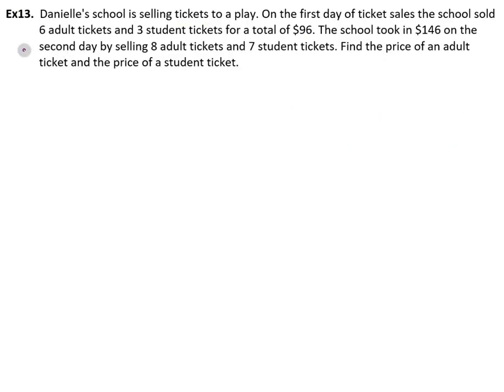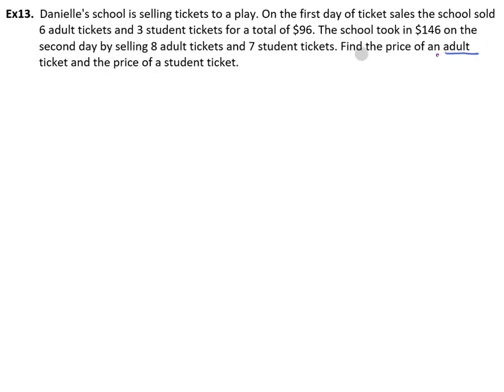All right, our next one here, we have a word problem. Don't worry, it's not too bad. It says Danielle's school is selling tickets to a play. On the first day of the ticket sales, the school sold 6 adult tickets and 3 student tickets for a total of $96. The school took in $146 on the second day by selling 8 adult tickets and 7 student tickets. Find the price.